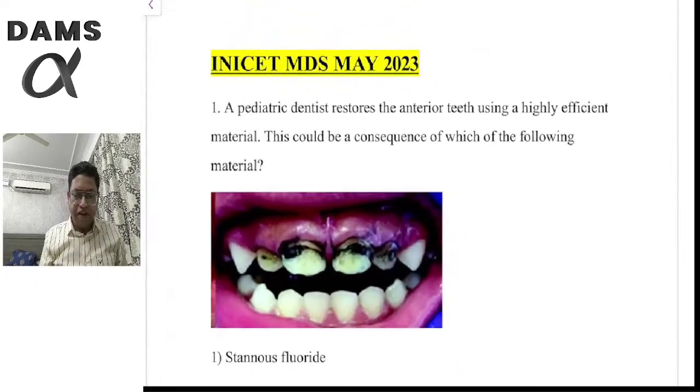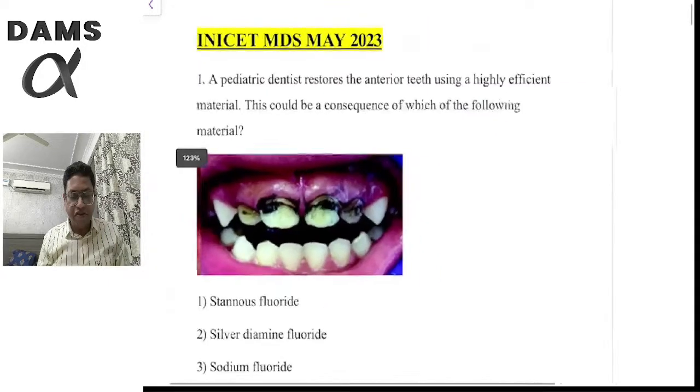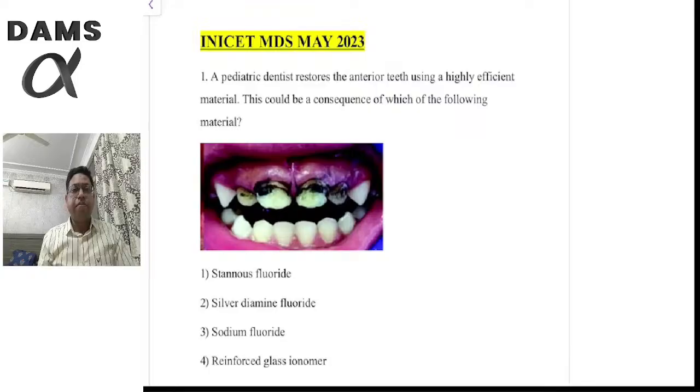Okay, so question number one, as displayed onto your screens: a pediatric dentist restores the anterior teeth using a highly efficient material. This could be a consequence of which of the following materials?